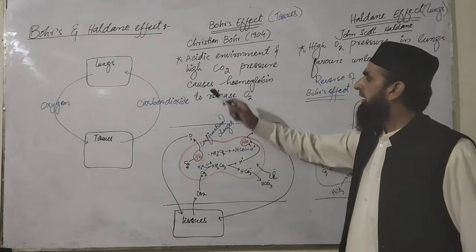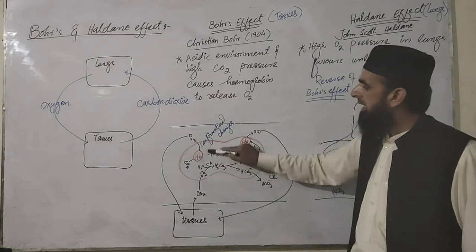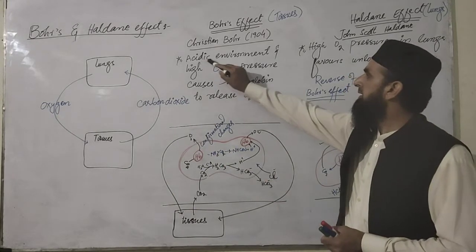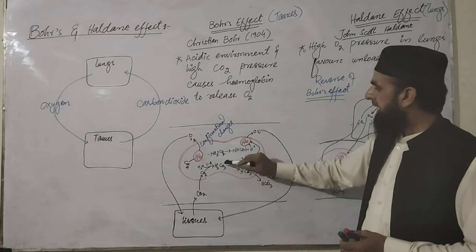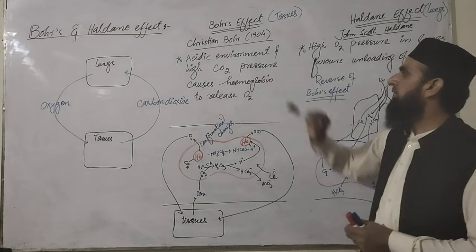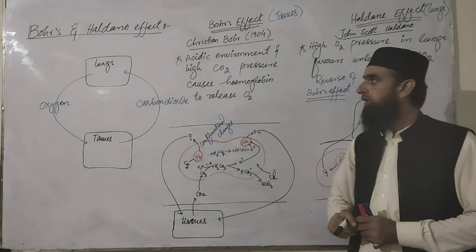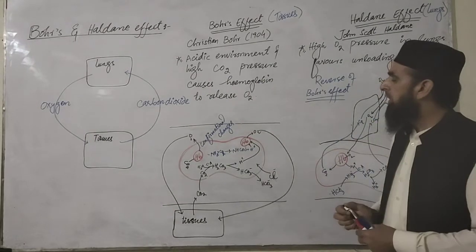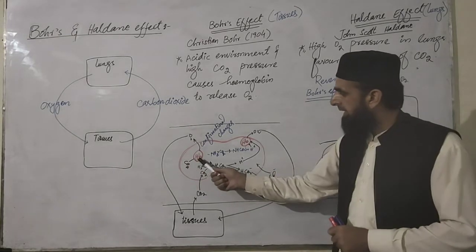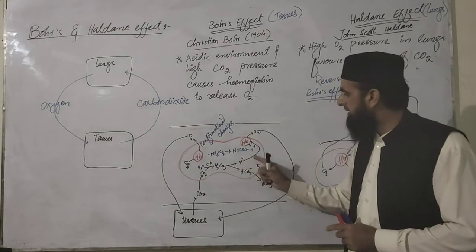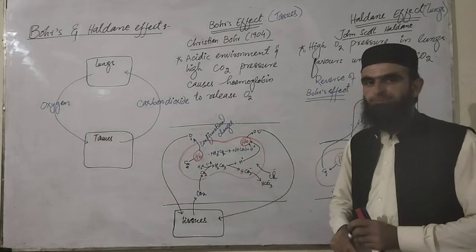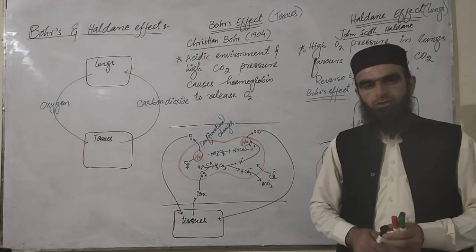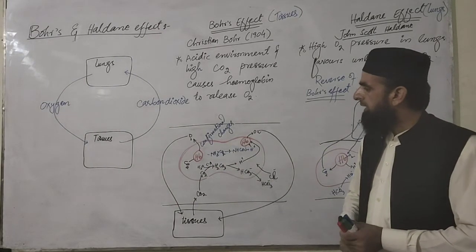So what happens here? This proton causes the hemoglobin to become acidic. This acidic environment, or the high concentration of protons, or the high carbon dioxide pressure, causes the hemoglobin to release oxygen. Usually whenever the carbon dioxide is attached to the hemoglobin or whenever the proton is attached to the hemoglobin, it reduces the affinity of hemoglobin for oxygen.